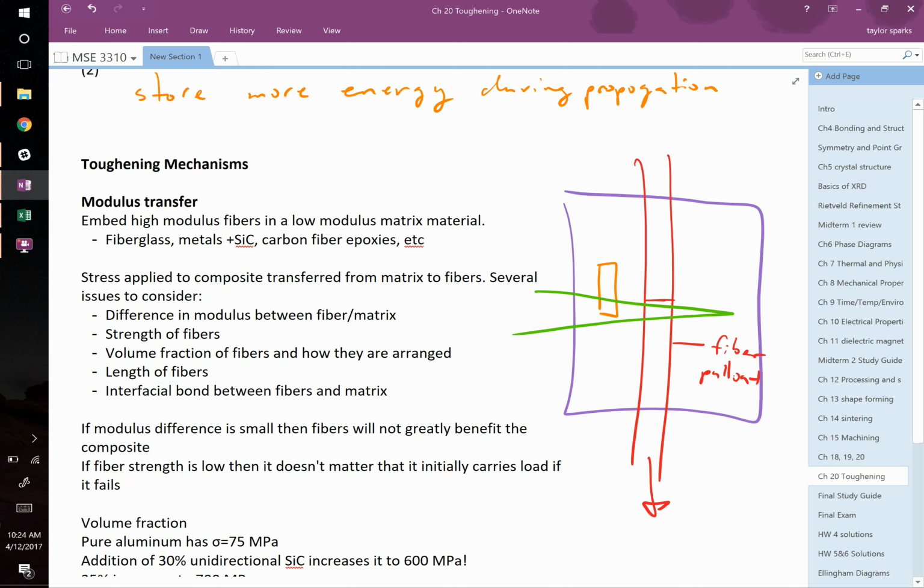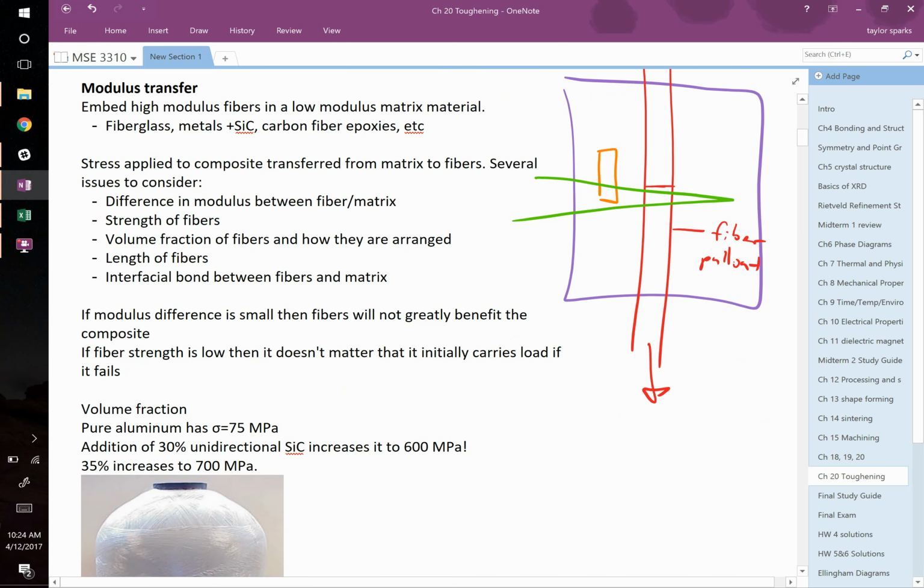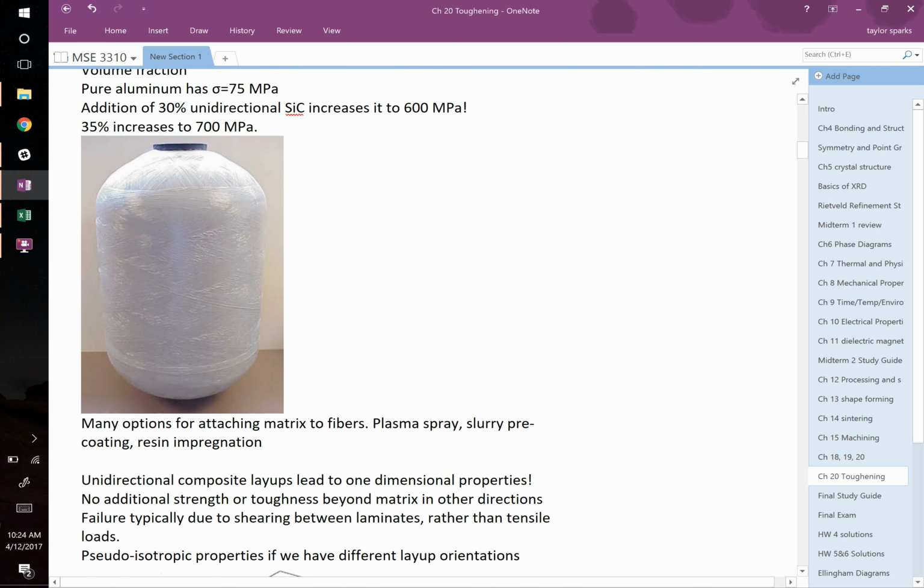So you maximize the largest amount of modulus transfer to the fibers, right? But if you need it to be a general all-purpose, and you don't know where stress is coming from, like a boat hull that could hit a rock anywhere, then it's much better to have a random orientation, right? So because of that, in the field of composites, they'll take these fibers.